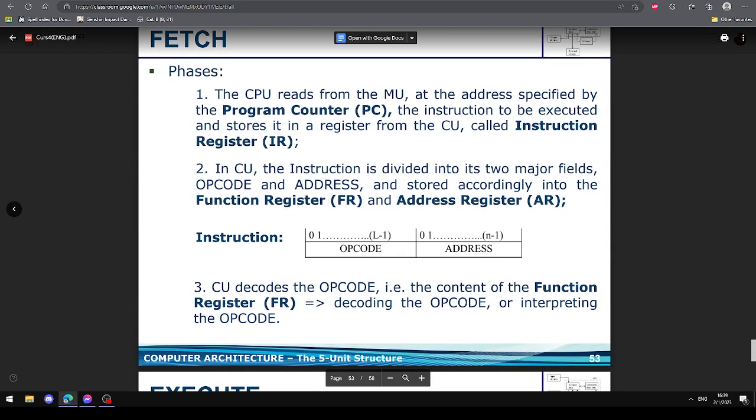Phase: fetch. The CPU reads from the memory unit, at the address specified by the program counter, the instruction to be executed and stores it in a register of the control unit called the instruction register, IR. In the CU, the instruction is divided into two major fields, opcode and address, and stored accordingly into the function register, FR, and address register, AR. CU decodes the opcode, i.e. the content of the function register, FR, decoding or interpreting the opcode.